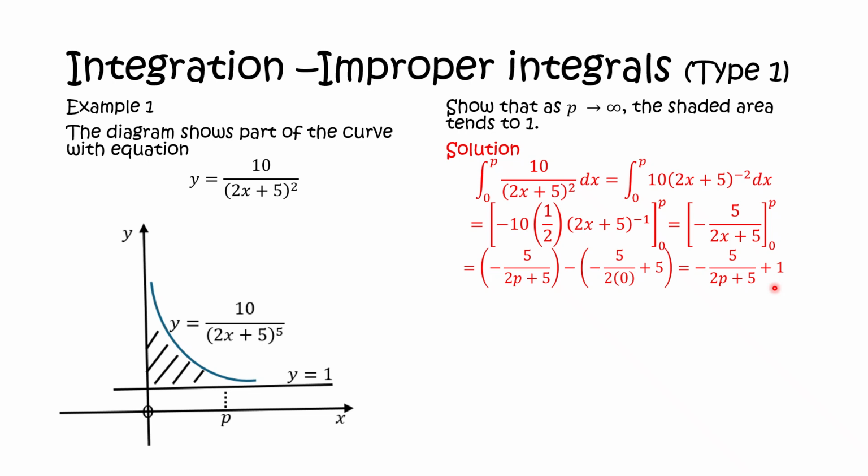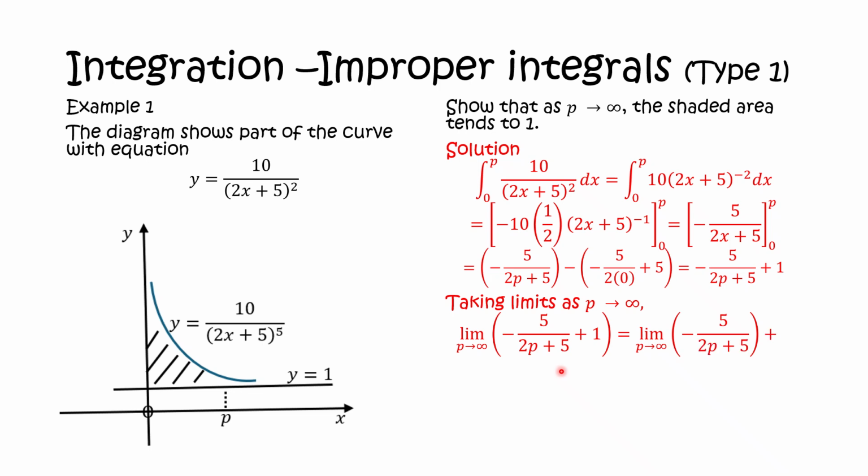From there, we take limits as p approaches infinity. So if we do so, we can see that the 1, because it doesn't have any p variable, will be the same. If we take a limit of any constant, it remains that same constant. However, when it comes to the first part that had the denominator of 2p plus 5, in this case, we would have that one approaching 0.